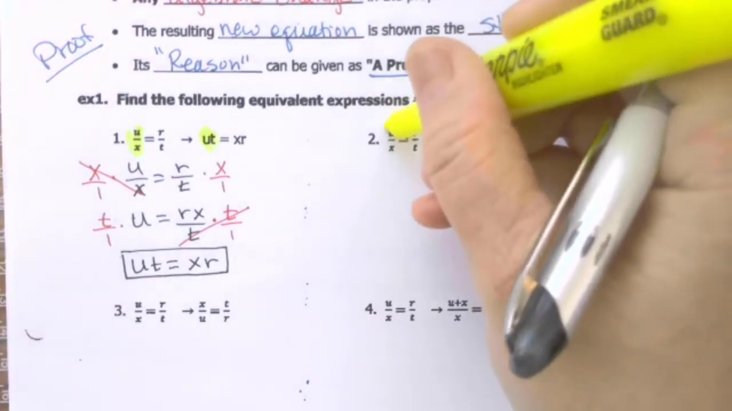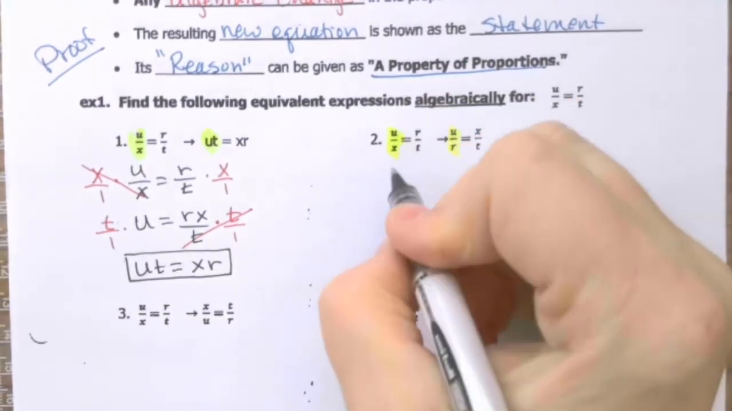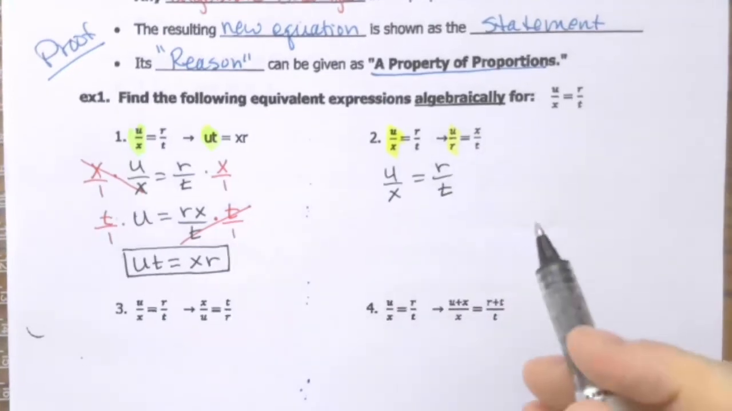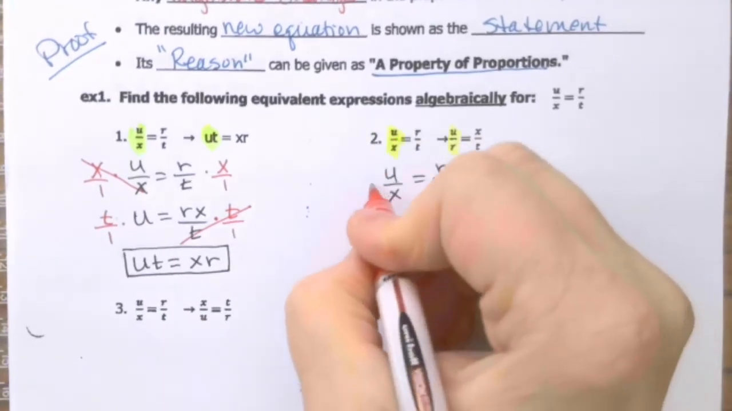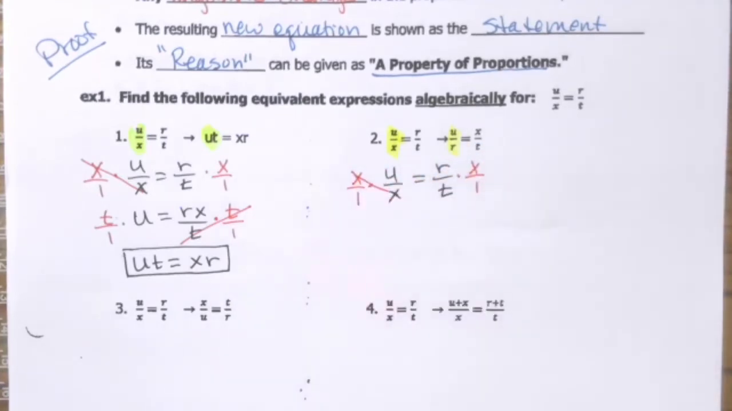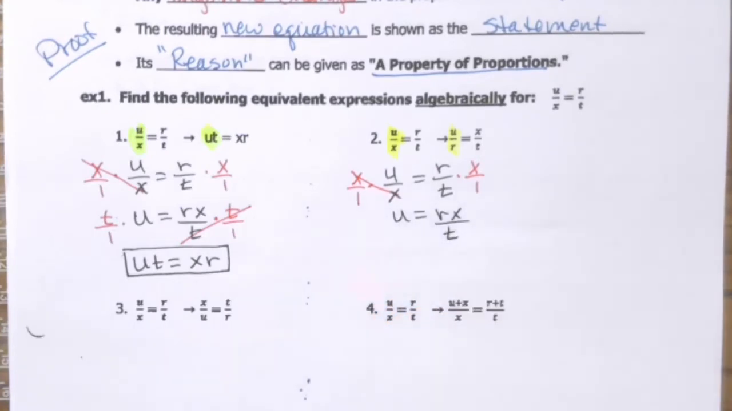We're going to make u over x into u over r. So let's do that. u over x equals r over t. So first thing I need to move is the x. So use its reciprocal. So multiply by x over 1 on both sides. That gives us u equals rx over t.